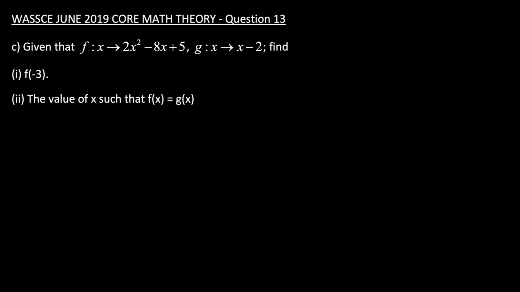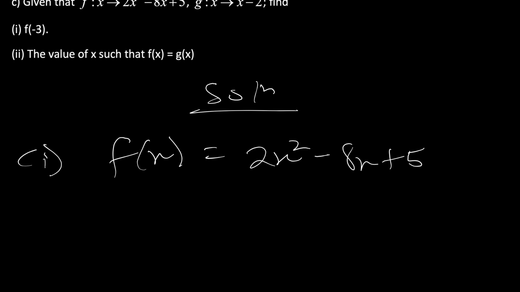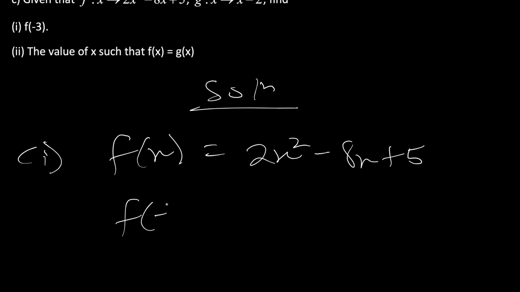Okay, 13c. Given that f(x) maps onto 2x squared minus 8x plus 5 and g(x) maps onto x minus 2, find (i) f of negative 3, (ii) the value of x such that f(x) is equal to g(x). So (i), we know that f(x) is equal to 2x squared minus 8x plus 5. We are being asked to find f of negative 3.